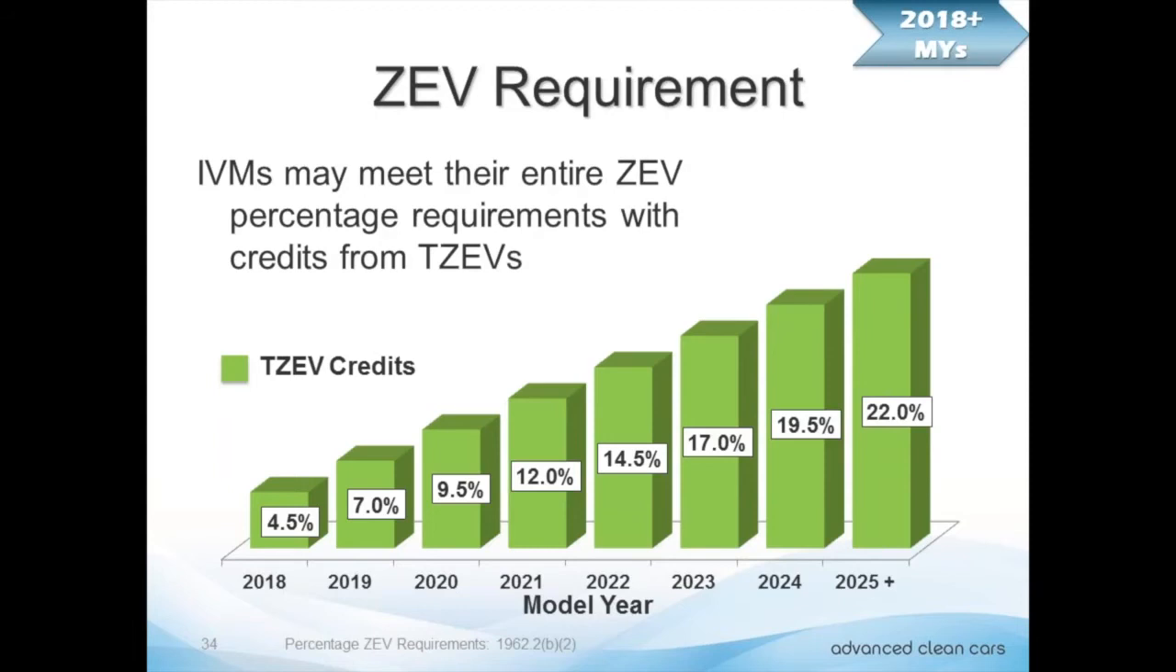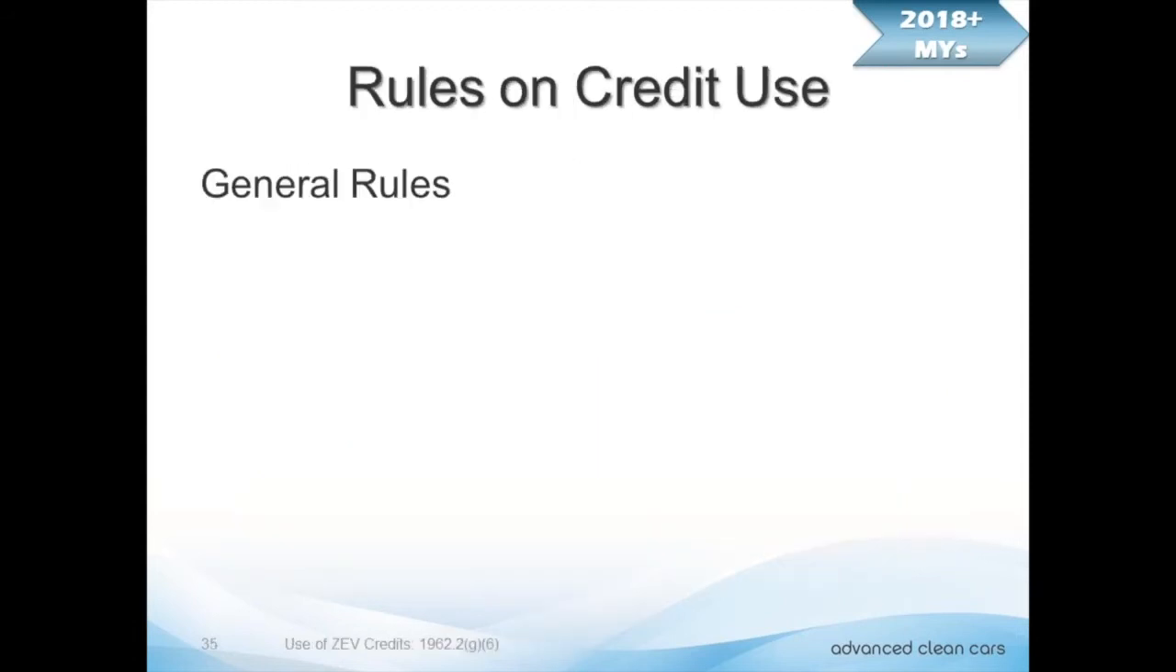IVMs are allowed to meet their entire ZEV credit percentage requirements with credits from TZEVs. Again, an intermediate volume manufacturer could choose to only produce ZEVs in order to meet their requirements. This is a flexibility that they have in meeting their total ZEV credit percentage requirements. Next, we are going to look at some other rules that manufacturers can use in meeting their requirements.